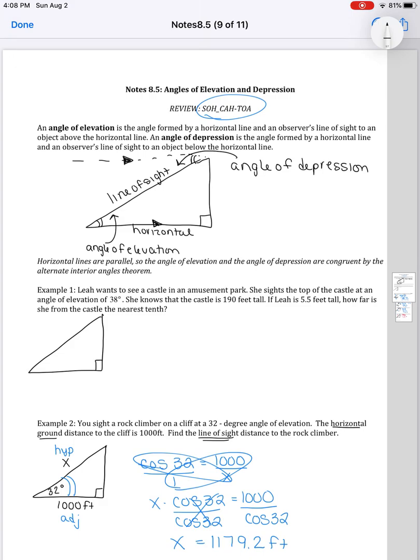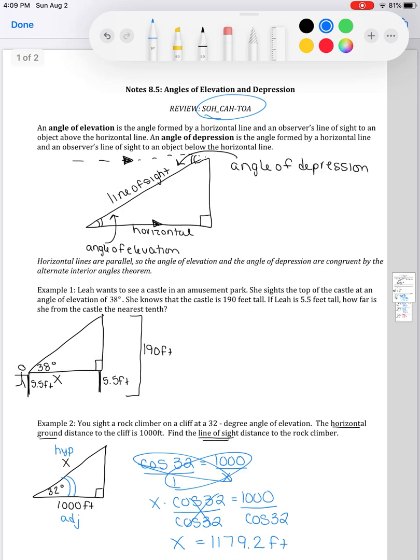All right, let's go back to number 1. The reason I stopped with number 1 and didn't do that yet is there's an extra piece here. It says Leah wants to see a castle in an amusement park. She sights the top of the castle at an angle of elevation of 38 degrees. She knows that the castle is 190 feet tall. If Leah is 5.5 feet tall, how far is she from the castle? If she's standing here, this is how far she is from the castle, but the key is it's telling us she's 5.5 feet tall. So that also accounts over here.